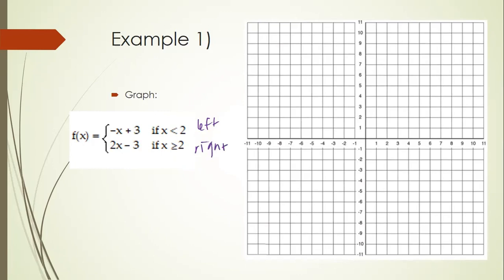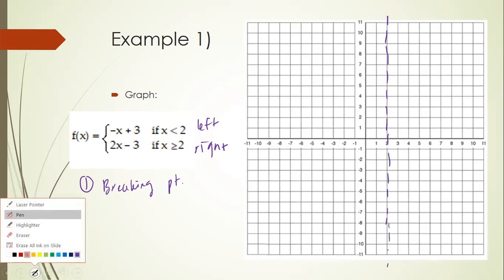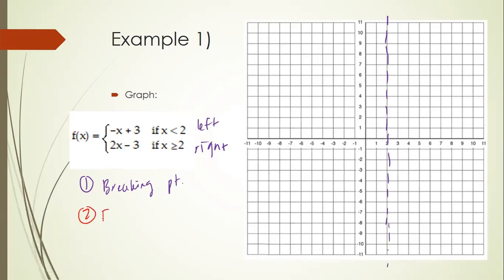Okay? So just like before, we're still going to identify our breaking point, our boundary. So our breaking point here is where? Is at 2, right? So 2 is our breaking point. So at 2, I'm going to go one way to the left and one way to the right. After you identify your breaking point, then you're going to evaluate. After you evaluate, then all you're going to do is complete the graph in the right direction. Okay?